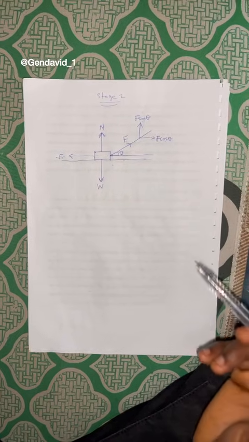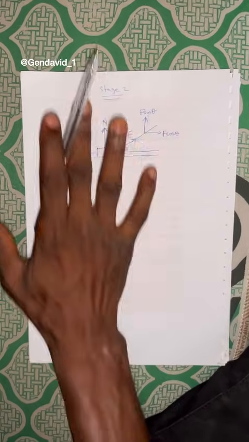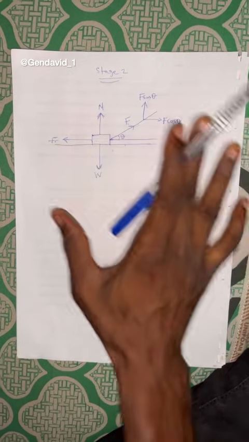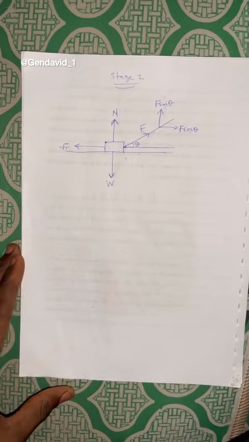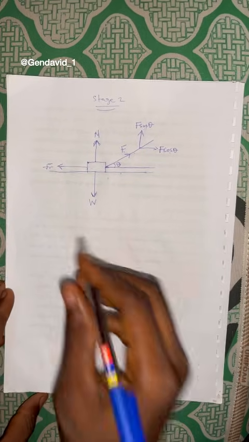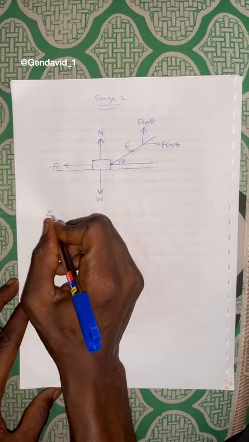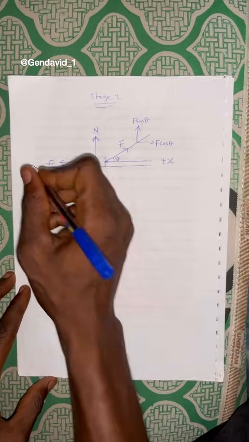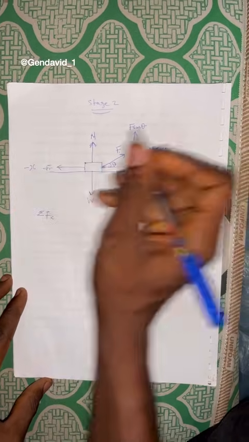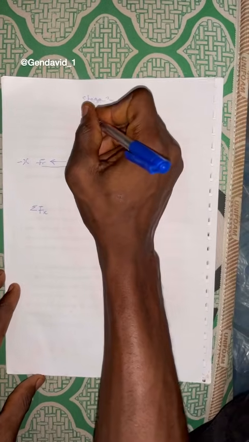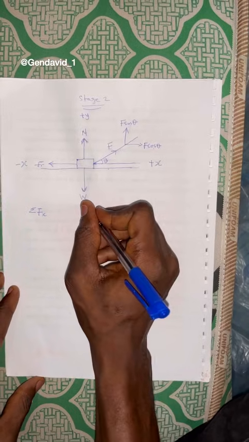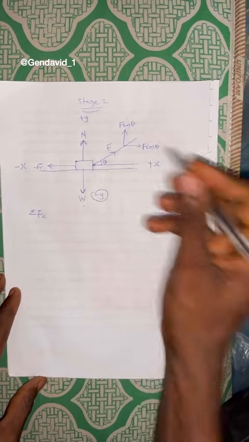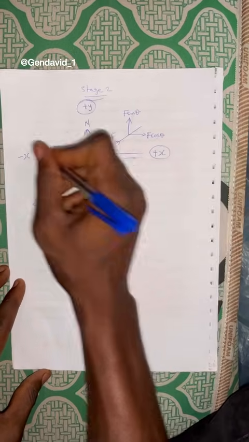Now let's come back to this and resolve it. Since we've listed everything on this structure, let's go with the summation of the forces. Let me go with the horizontal. Don't forget that we have the positive x here, the negative x here, the positive y here, and the negative y here. You understand? So let's go.